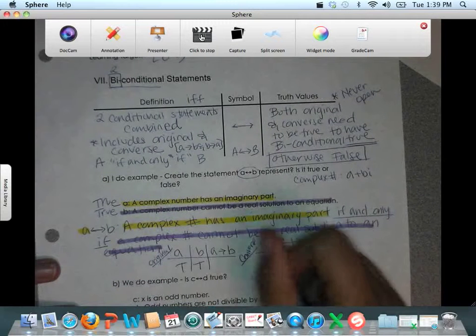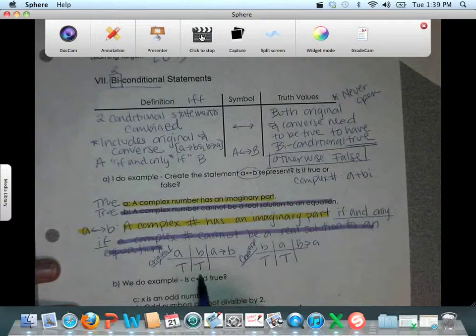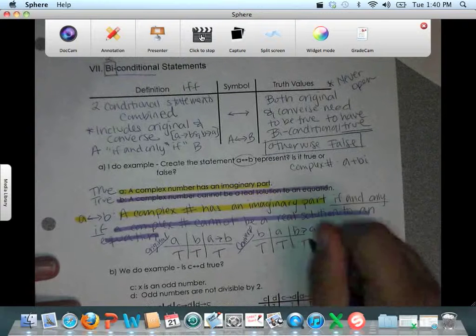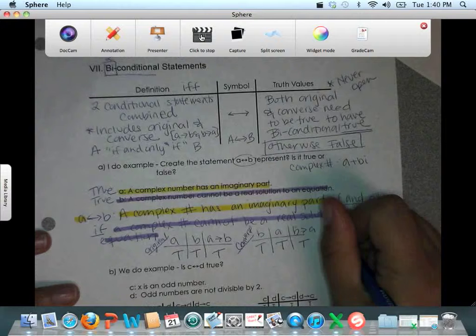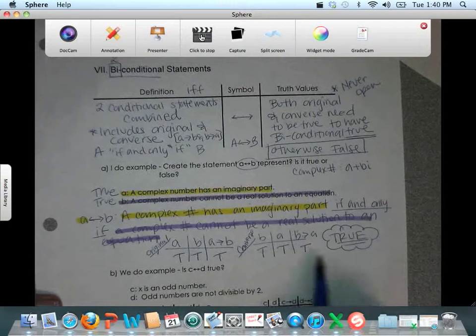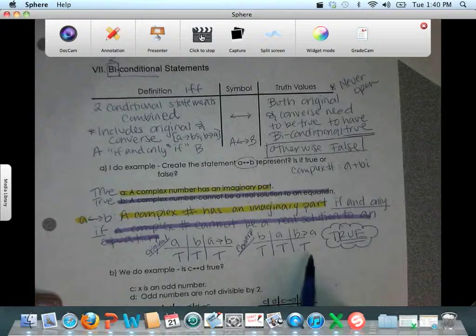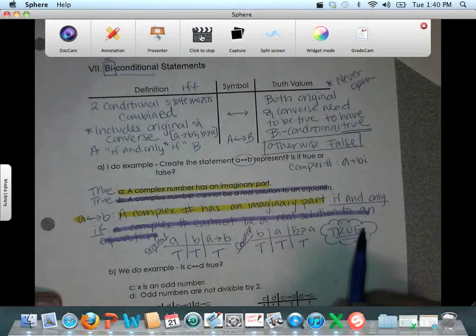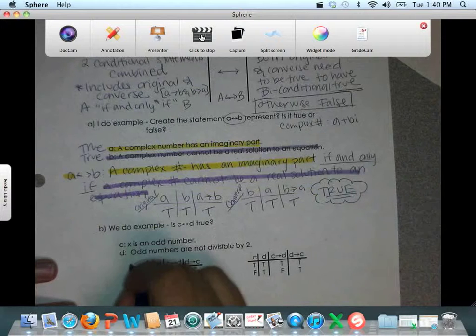And then over here, it's a switch. So true, true. And if you recall, true, true gives you true. So the whole thing is true. And that happened because both statements are true. If this one ended up false, the whole thing would be false. If this one ended up open, the whole thing would be false. Okay? All right.